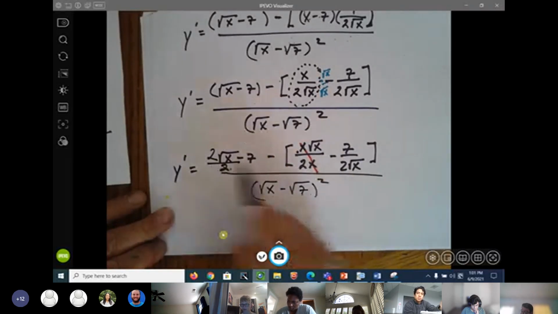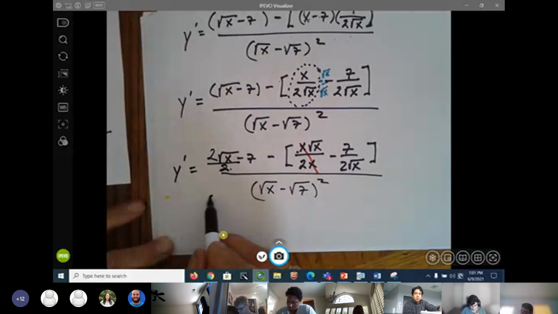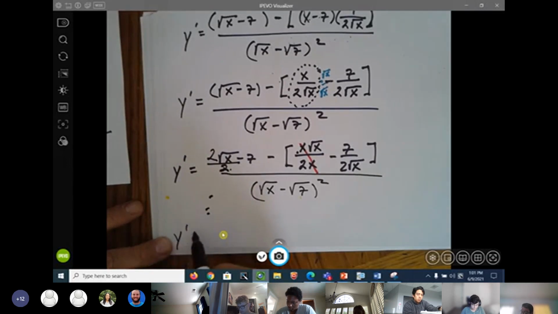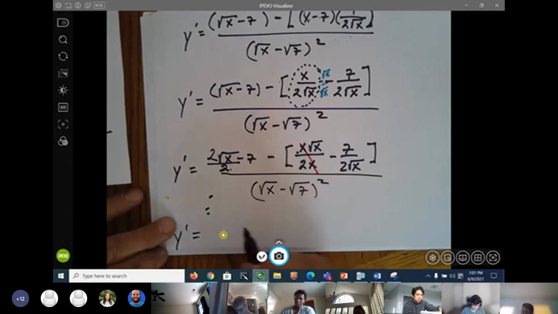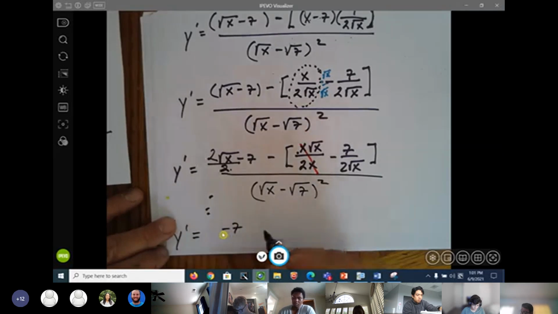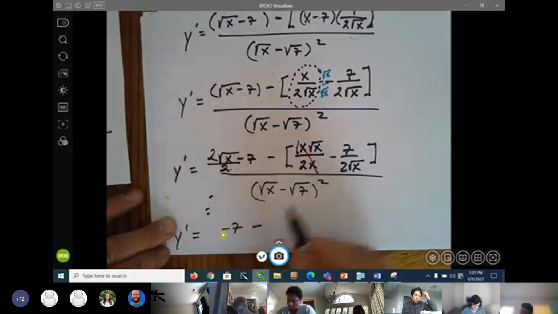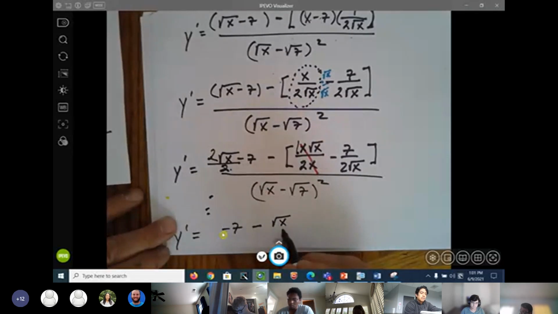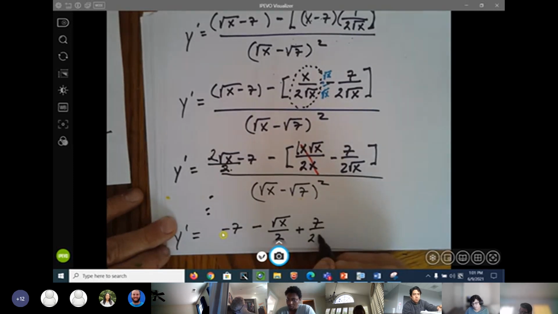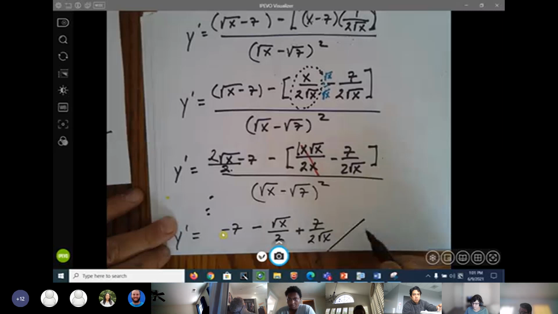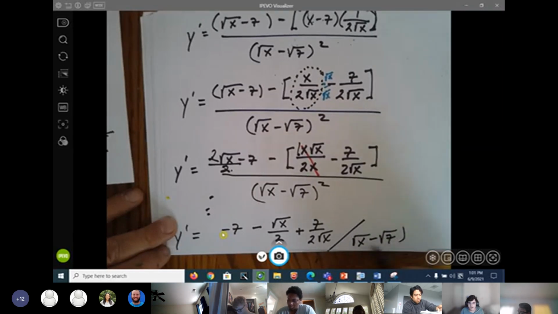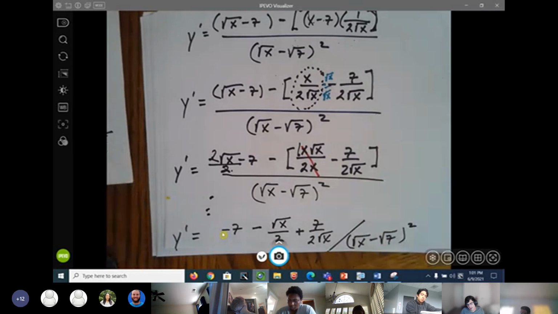And that's where they got it, and when you trickle that down, you get y prime is equal to negative 7 minus 2 minus 1 is square root of x over 2 minus, this will be a plus 7 over 2 square root of x, all divided by the square root of x minus the square root of 7 quantity squared.